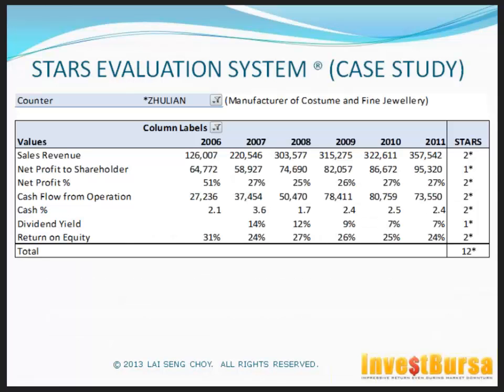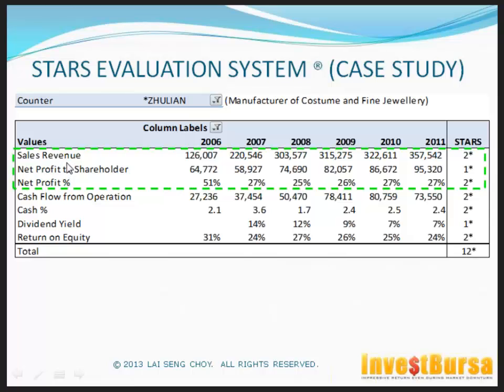Well, here I have compared the financial data of Julian, which is the manufacturer of costume and fine jewelry, for the past 6 years of financial data according to the STAR criterion I have introduced to you. Now, shall we look at it in detail one by one? First of all, shall we look at the earning power of Julian, which includes the sales trend, the net profit trend, as well as the net profit margin.